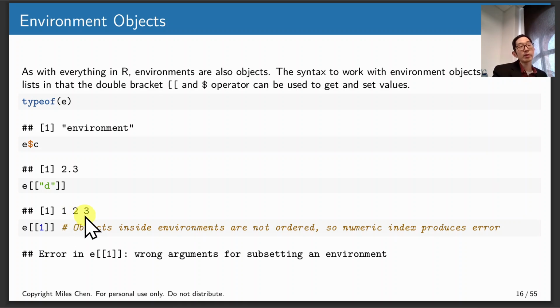However, again, objects inside an environment are unordered, so you can't do something like E double square bracket 1 because there's no order. So you can't say what's the first object in the environment.